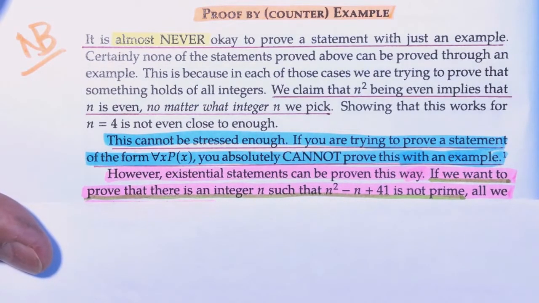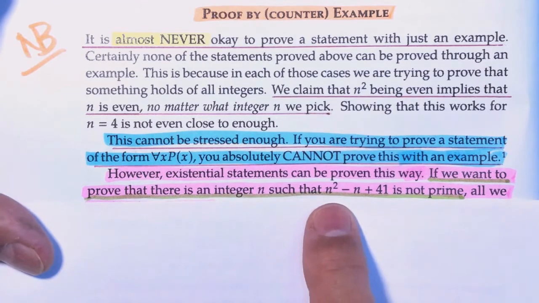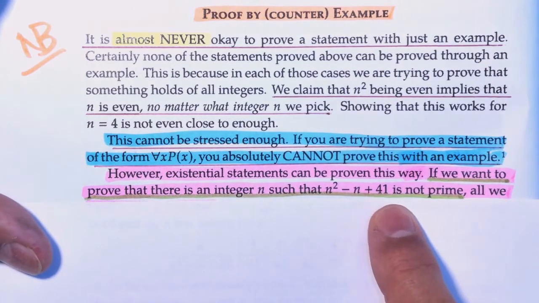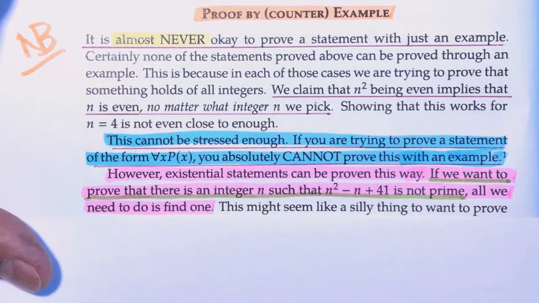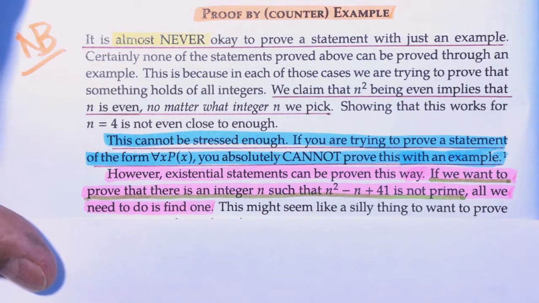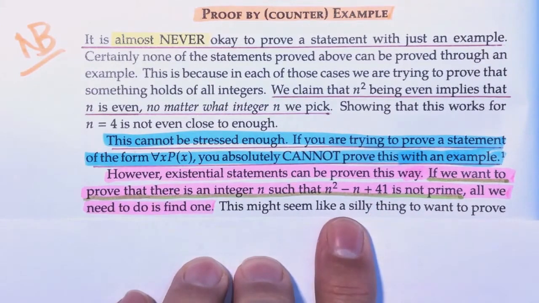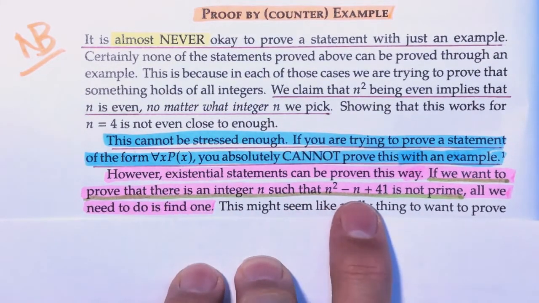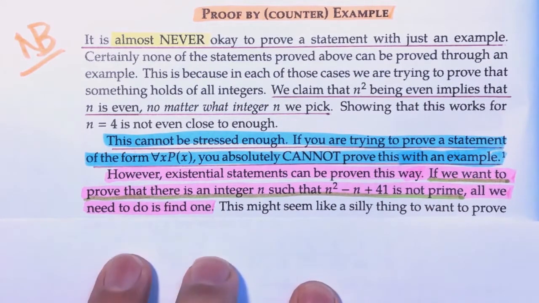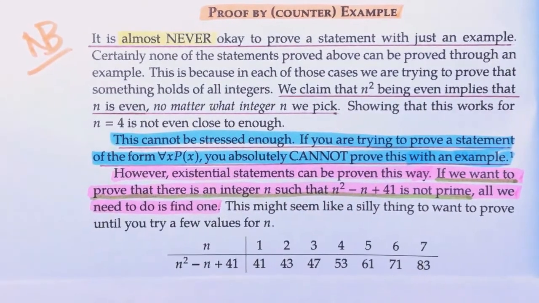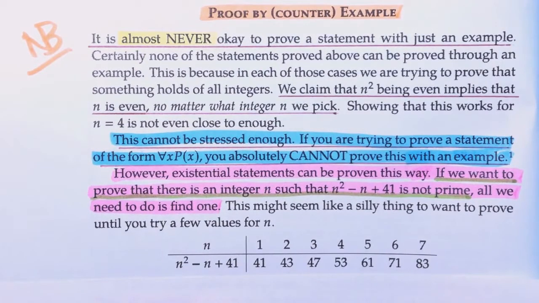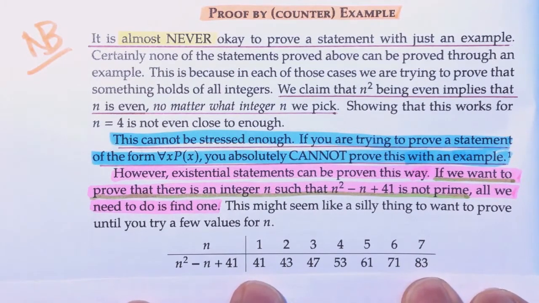If we want to prove that there's an integer n such that n squared minus n plus 41 is not prime, all we need to do is find one such integer for which it is not true. Now folks, if you look at that equation, read it again. You can start filling out a table. If you start filling out that table with examples, you see that we've gone up to 7 here, and all those numbers are indeed prime.